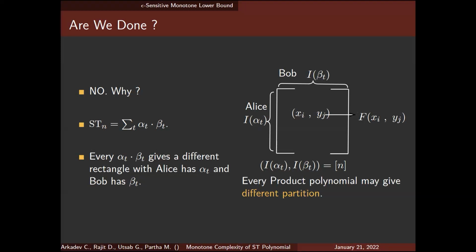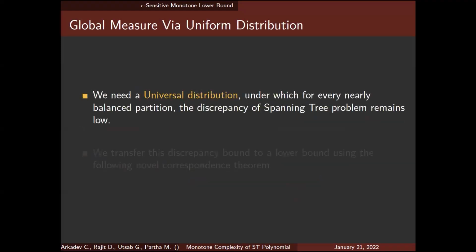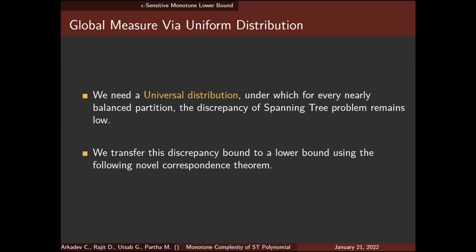That is why, if the partition is changing, then in order to keep the discrepancy low, we need to change the distribution also. But this is a local measure. What we need for the lower bound is a global measure. And that we get in the following way, via a uniform distribution. We essentially got a universal distribution under which, for every nearly balanced partition, the discrepancy of the spanning tree problem remains low. And once we have this distribution, we are able to transfer this discrepancy bound to the lower bound using a very novel correspondence theorem.